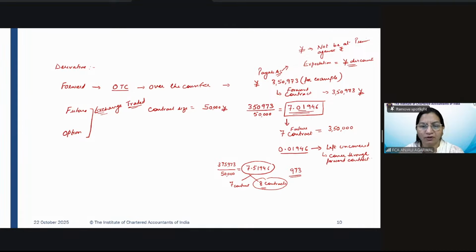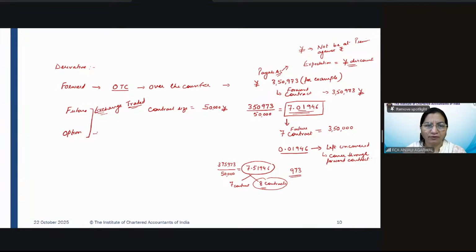You can also cover yourself beyond the exact payables or receivables. For example, here, if you take 8 contracts, that means you have covered 400,000. So what will happen if you gain on the future? The gain will be on 400,000 yen, or 4 lakh yen. However, the payment would only be 375,973. So overall, you would benefit more. But if the futures are in loss, the loss will be on 400,000 or 4 lakh yen, and the payables would be 375,973. So maybe it will cost you a little more than what you expected.